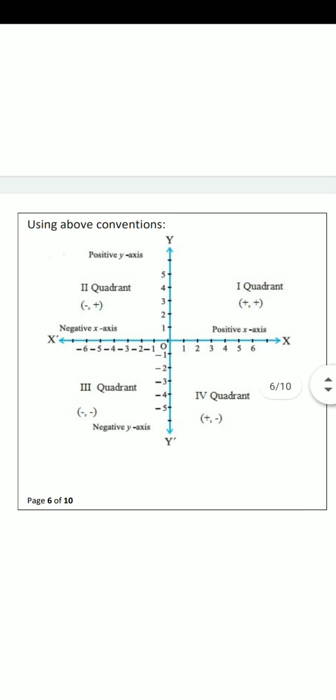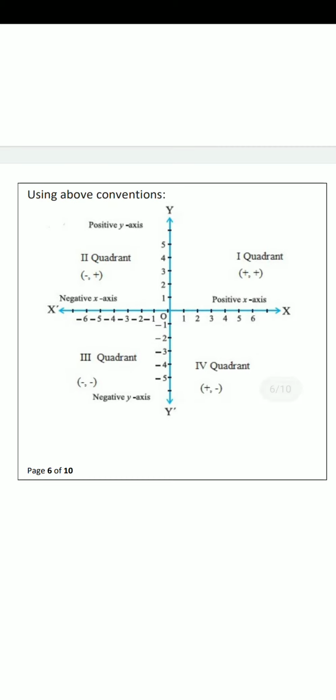So using the above convention, on the basis of the distance we have measured in positive and negative directions, we can say the sign of the coordinate. What will be the sign of the coordinate of a point in different quadrants? You can see in the first quadrant, both the x coordinate and y coordinate will be positive, because in this quadrant both distances will be measured in the positive direction.